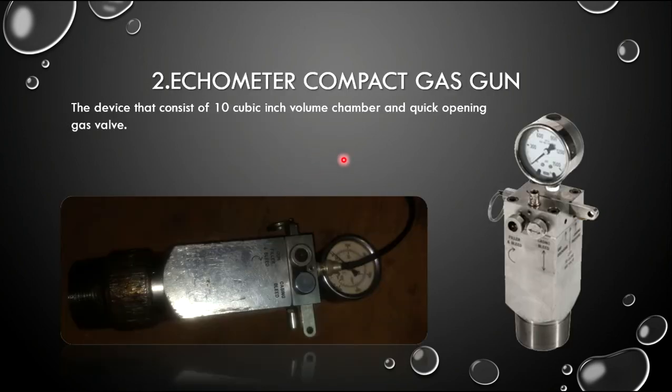Number two is the Echometer compact gas gun. It is the gun itself. It has a 10 cubic inch volume chamber and a quick open gas valve is used. You can connect it here. This is where you connect it to the wellhead, and here you can connect it through the black wire to the Echometer. And this is the gun itself.